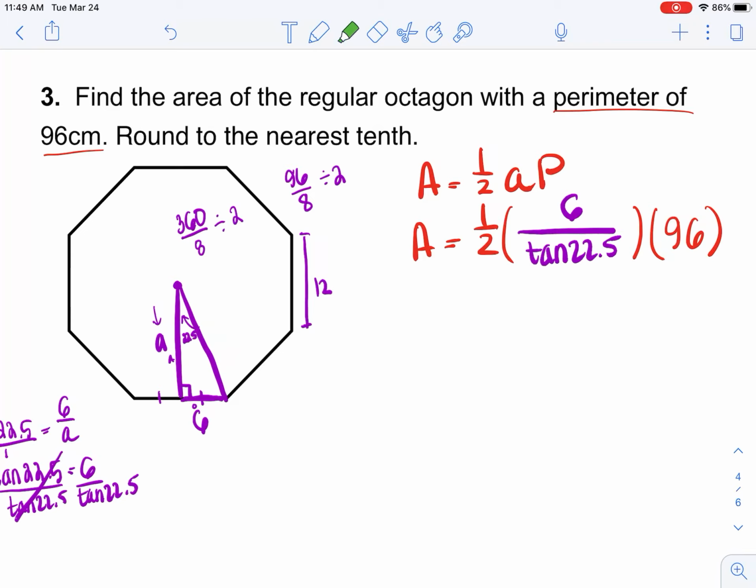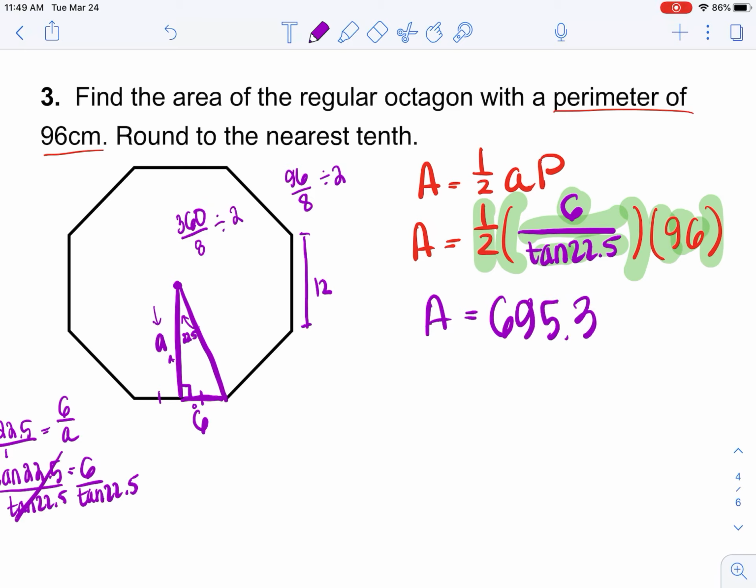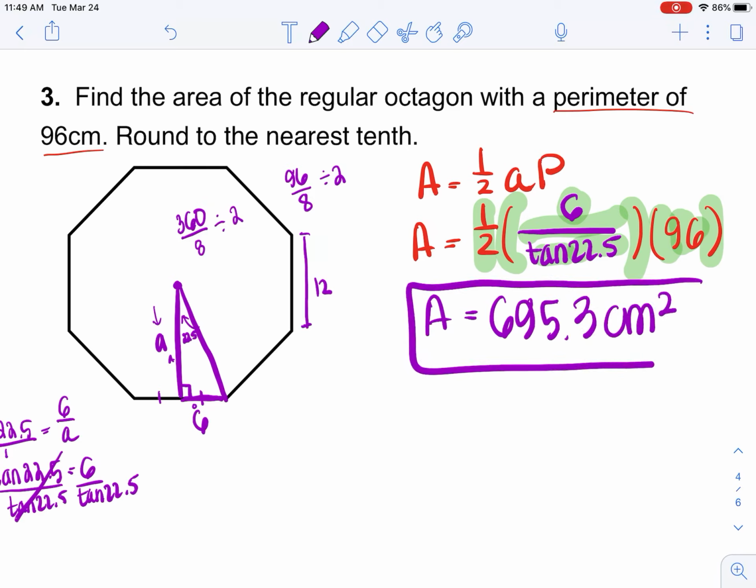Go ahead and pause the video and try typing that in your calculator. Once again, I would have done 0.5, parentheses, 96, close the parentheses, open a new one, 6 divided by tan 22.5, close the parentheses. If you typed it correctly, you will have 695.3 centimeters squared.